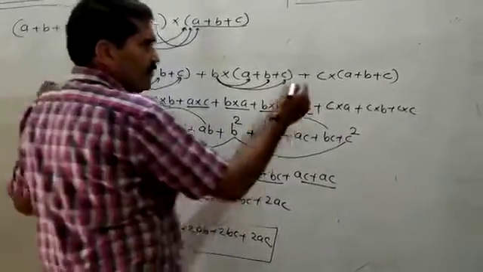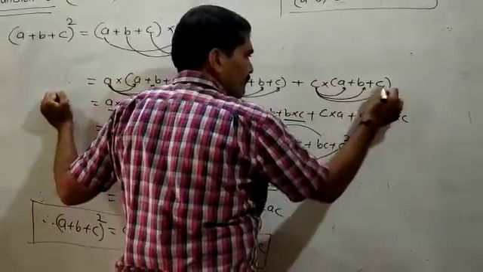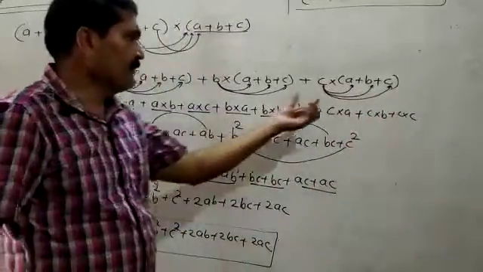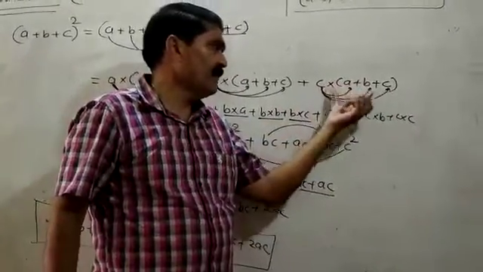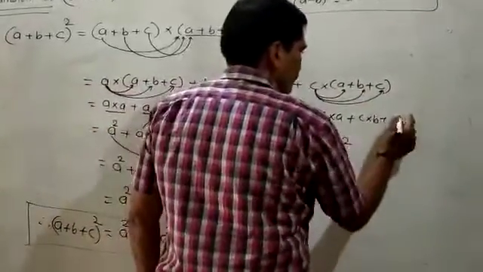After that again you have to distribute the c: c multiplied by a, c multiplied by b, and c multiplied by c. After that you have to do the product.